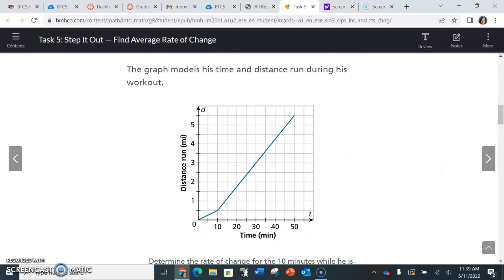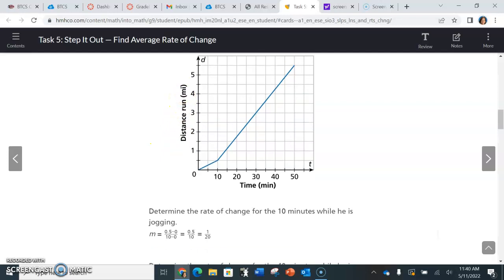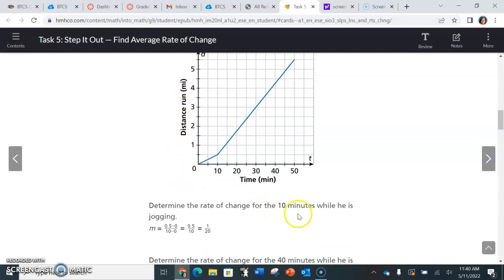All right, so this graph models his time and distance run during his workout. You can see his first 10 minutes is more gradual, so it's kind of slower because he's warming up. And then when he starts his workout, the next 40 minutes is faster. So from 0 to 50, that's his entire 50 minutes of activity. So this is time in minutes, and this is distance in miles. All right, so it says determine the rate of change for the 10 minutes while he is jogging.